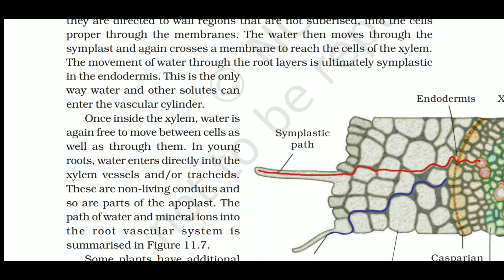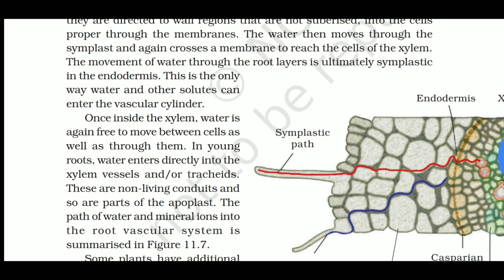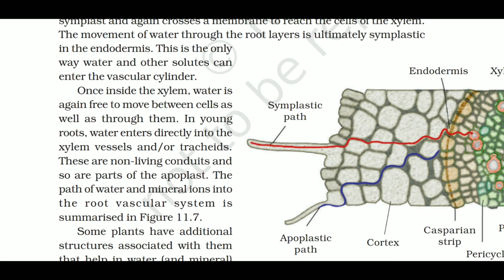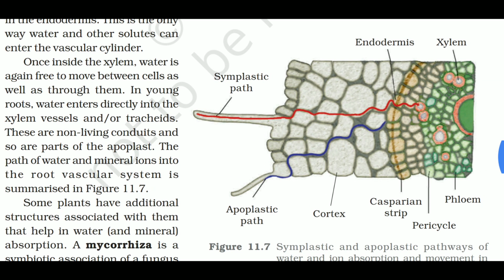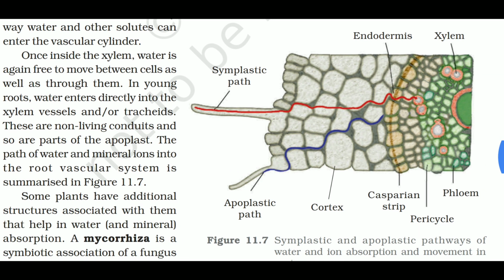The movement of water through the root layers is ultimately symplastic in the endodermis because apoplastic movement will not happen. This is the only way the water and other solutes can enter the vascular cylinder. Here you can see the picture. This is the symplastic pathway, that is through plasmodesmata, from cell to cell, the water is transported till the xylem.